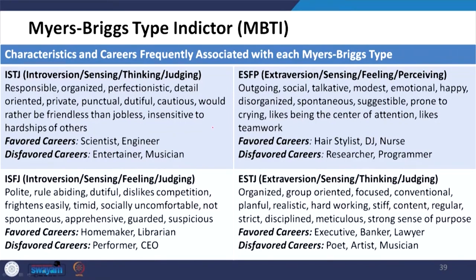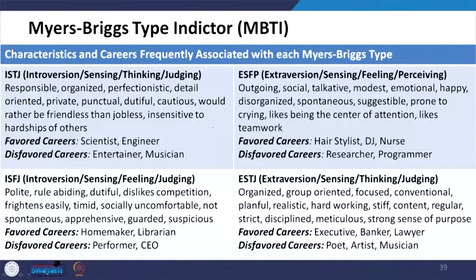Here the favored careers are scientists or engineers. Once you know the personality typology, you can identify and classify people into a particular typology, called ISTJ: detail oriented, private, punctual, cautious, would rather be friendless than jobless, insensitive to the hardship of others. So if the person is introversion, sensing, thinking, and judging, then definitely that person will be a scientist or engineer.